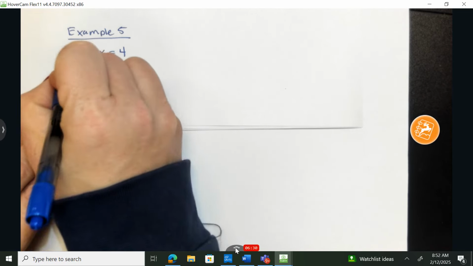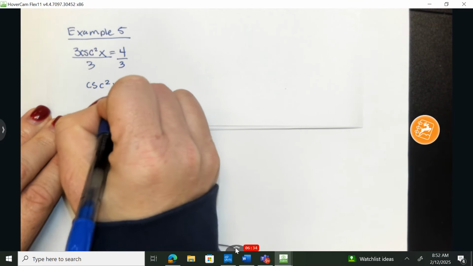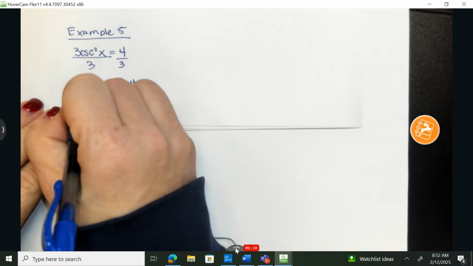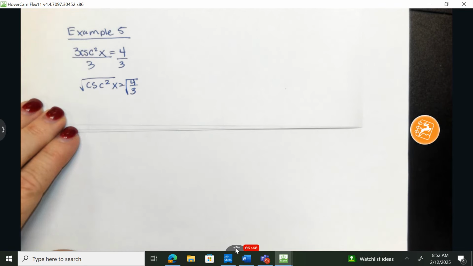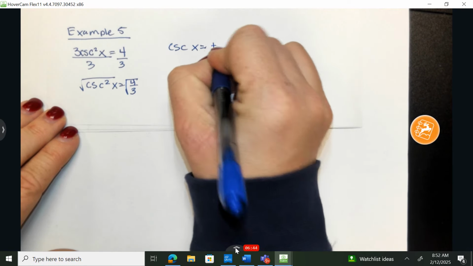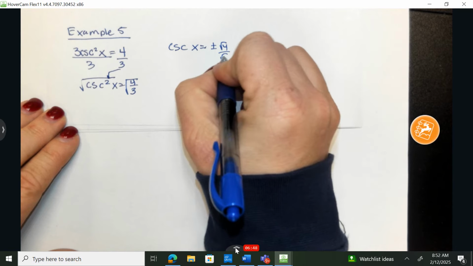In example number 5, I'm going to divide by 3. Cosecant squared is equal to 4 over 3, excuse me. I'm taking the square root just like we did in example number 4. So the cosecant of x is equal to plus or minus, because we have 2 answers, the square root of 4 over the square root of 3.